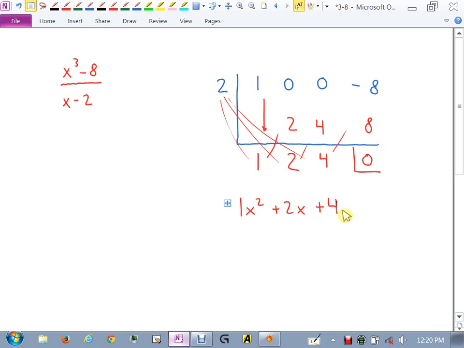Now, I don't have time to go do another example because I'm running out of time. Let me ask you, if this remainder out here had been 3, this would still be the same, here, here, here, but then I would have to add on the outside plus the remainder over the divisor, which would be x minus 2. I would have to go back and put this remainder over whatever I divided by.